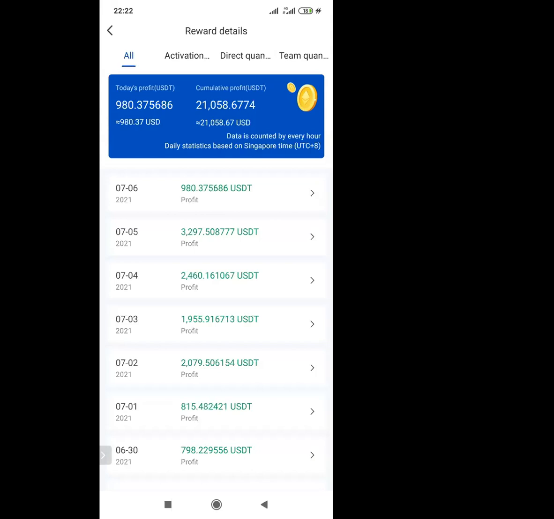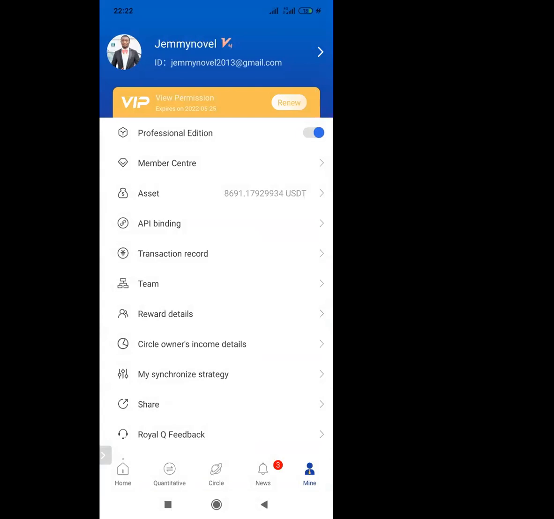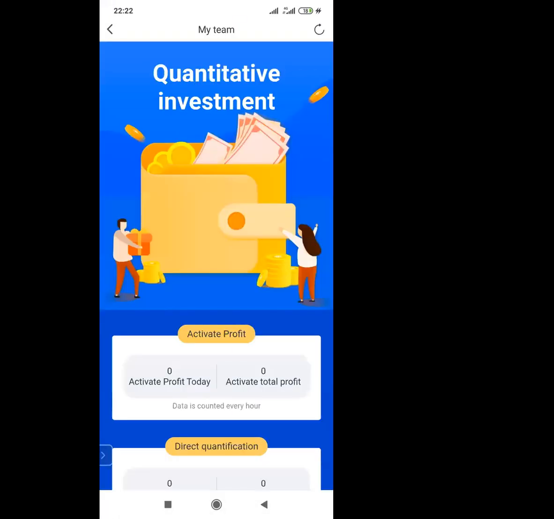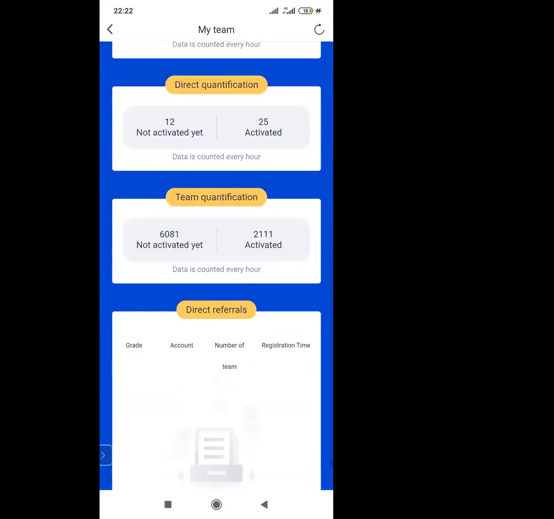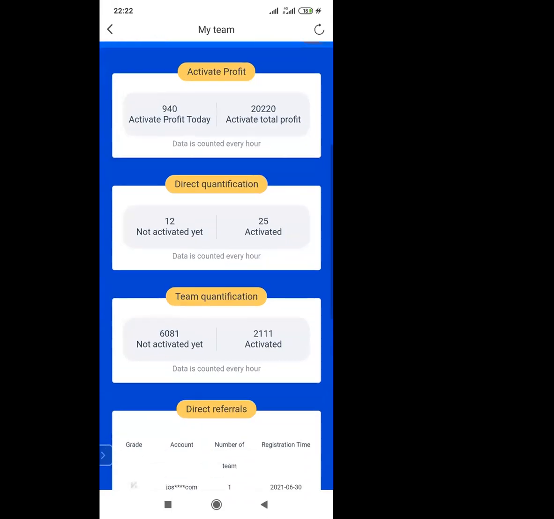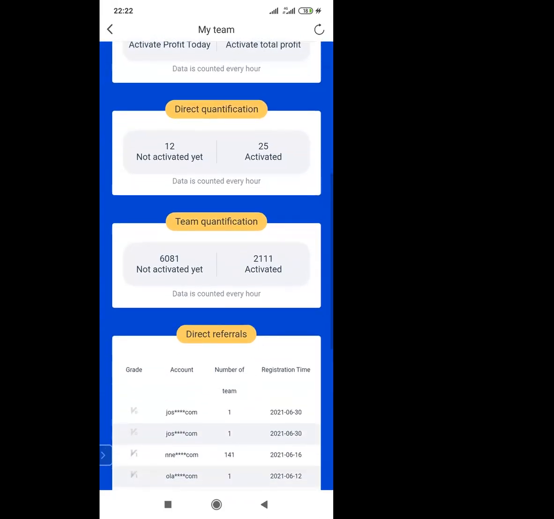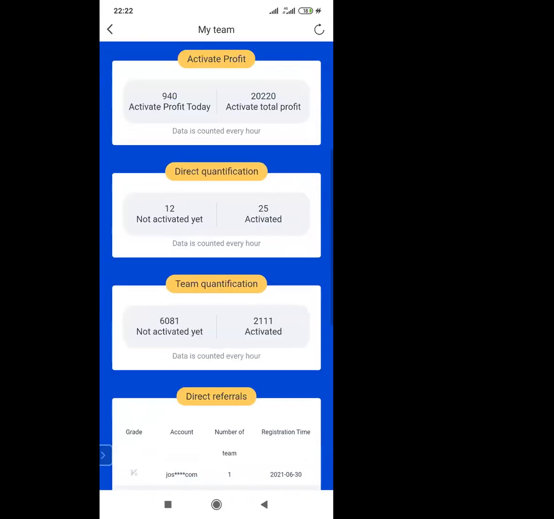V5 is what I'm aiming at right now. Look at the criteria to become V5. You can see, for you to become V5, you can see this is my team. And the land, they said the land is still green. You can still build. You can still start building. I already have 25 people that are activated. I have a total team of 2,111 people in my team.